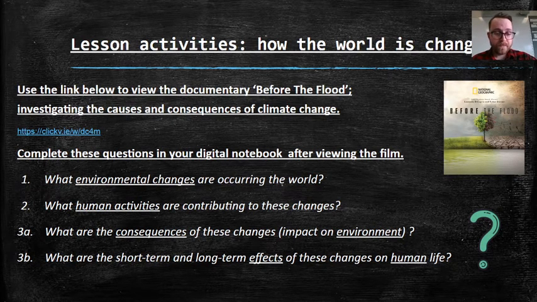Question 3b: What are the short-term and long-term effects of these changes on human life? In question 3, you're looking at the impact on the environment: what's happening to the oceans, to the animals, to the trees, and so on. For question 3b, a lot of you are going to say, well, I don't care about the environment. What about you? What's going to happen to you if these environmental changes continue? As I mentioned earlier, trees make oxygen and you need oxygen. For 3b, you can write, I'm going to run out of oxygen and it's going to be hard to breathe. So that's why you're doing this lesson, guys.